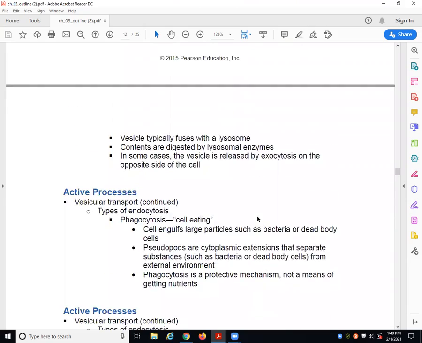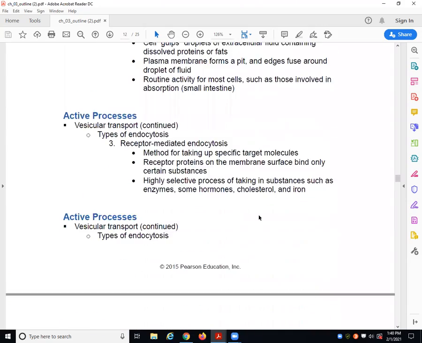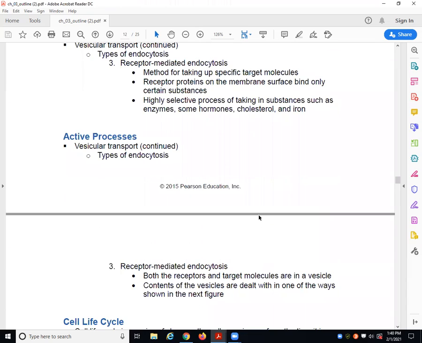So we will talk about vesicular transport next time. Go ahead and do your exit tickets, and we will pick up vesicular transport next time.